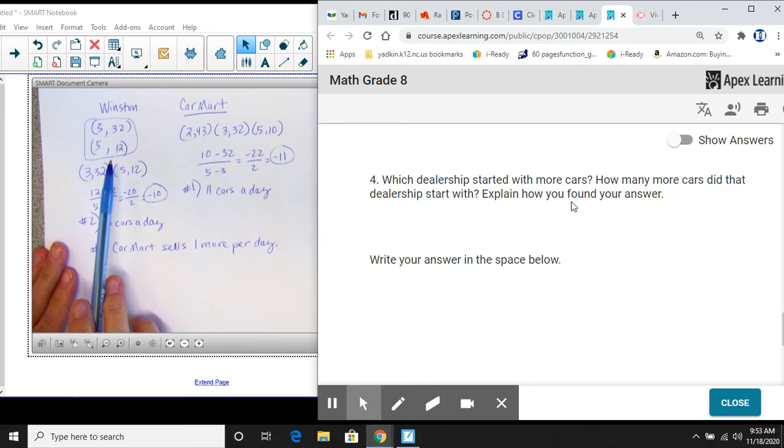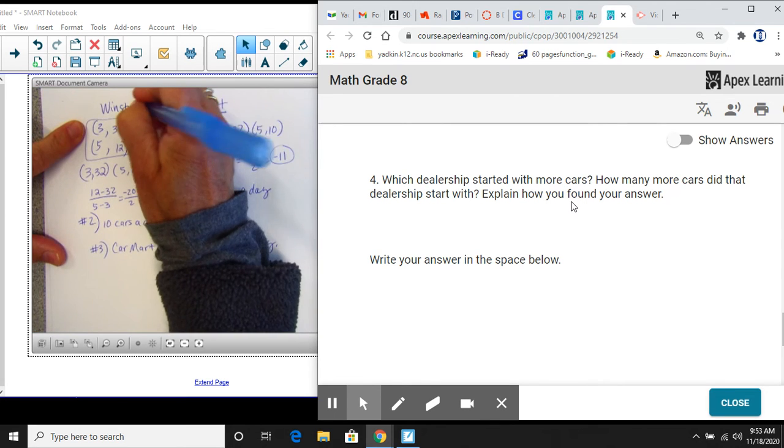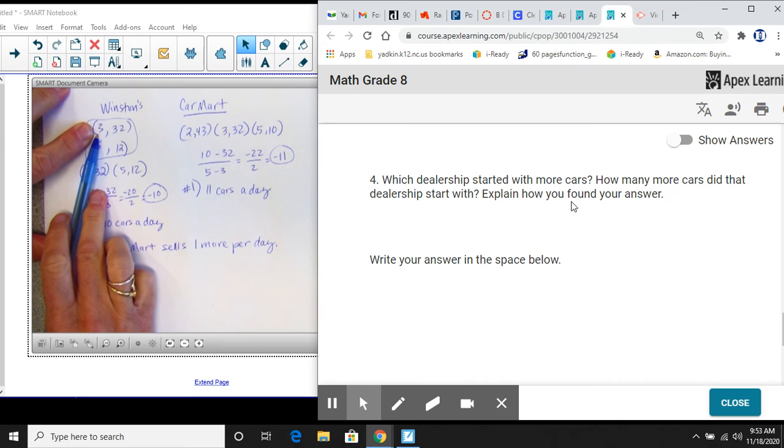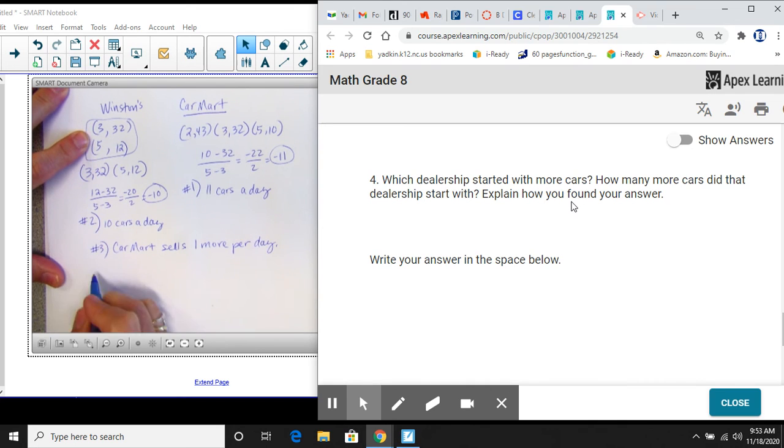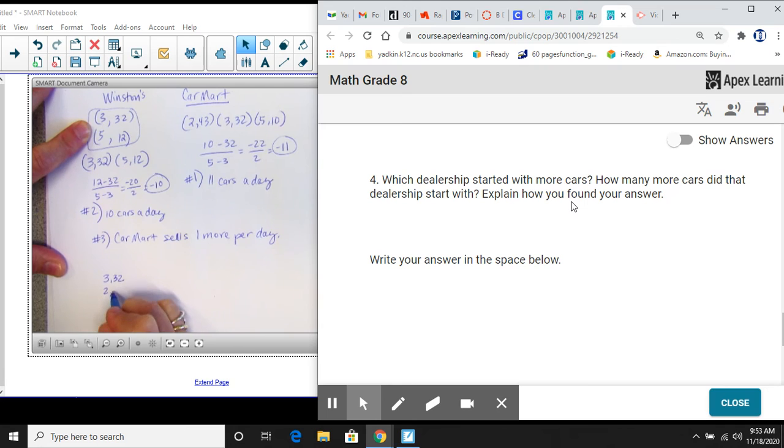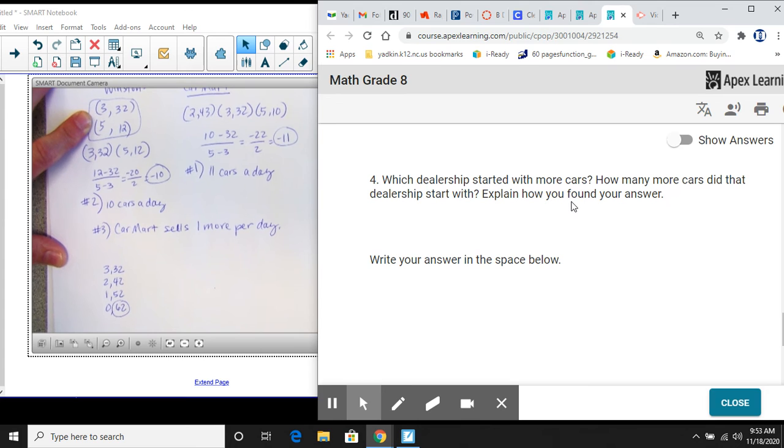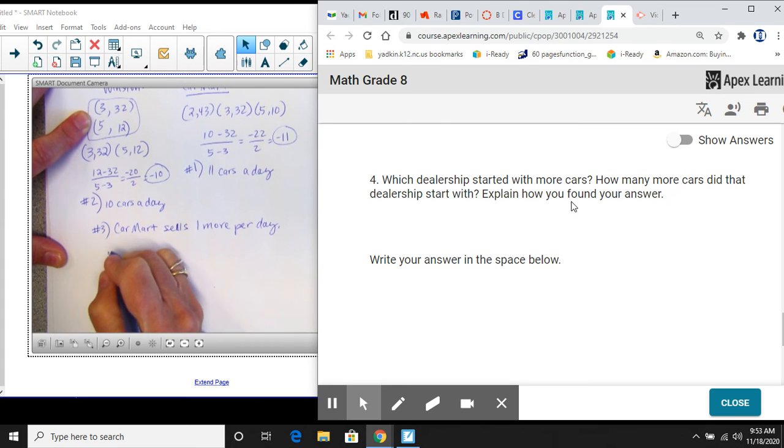Okay, well, if Winston's is losing or selling 10 cars a day, let's start with 332. So that means at 2 days they had how many cars? They had 10 more cars because they're selling 10 a day, 42. At 1 day they had 52. So at 0 days before they started with 62 cars. Okay, and that's for Winston's.